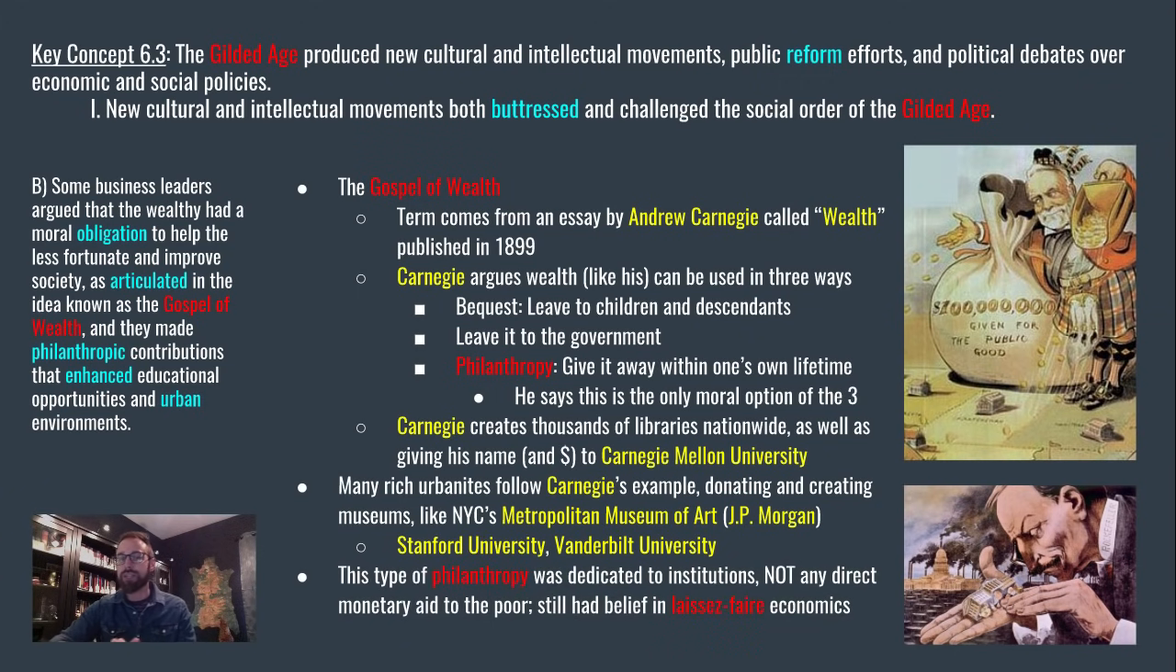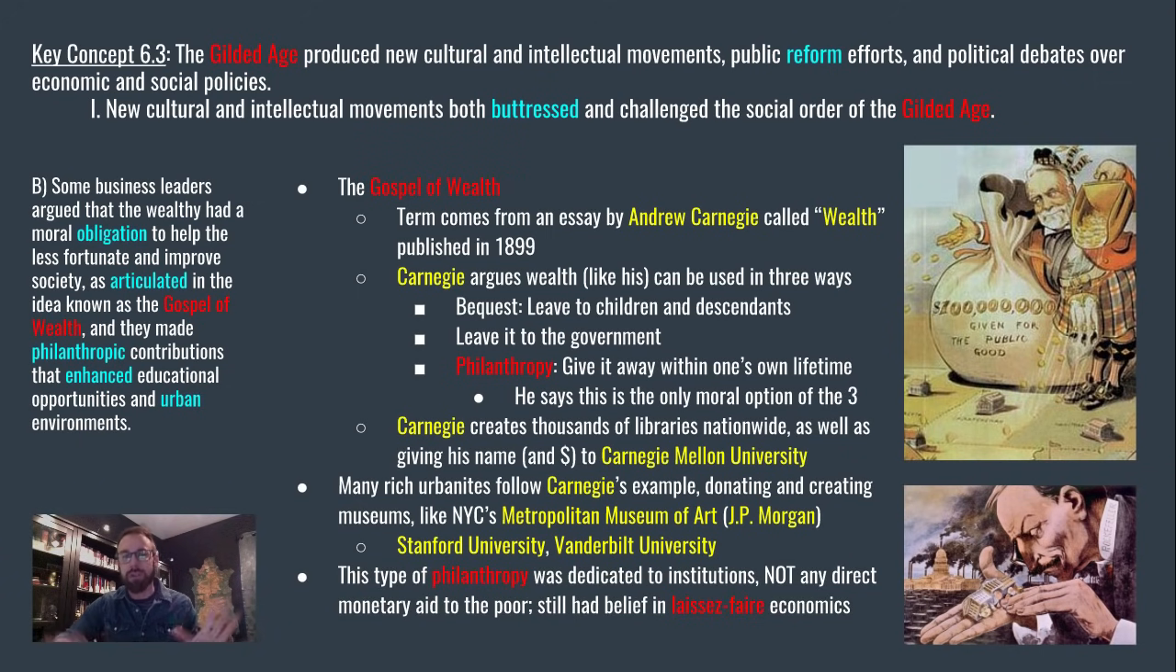Now, I kind of already said this, but just noted again that this type of philanthropy was dedicated toward institutions and movements and no direct money to the poor. So they still believed in laissez-faire economics, the invisible hand, strict unregulated capitalism. So what that means is they were giving away their money by choice, okay? And they were doing it to institutions that they saw as worthy of their attention. They did not trust the government to take their money and do the right thing, and they did not want to give it directly out to the poor because they thought the poor would become reliant on that instead of being self-reliant.